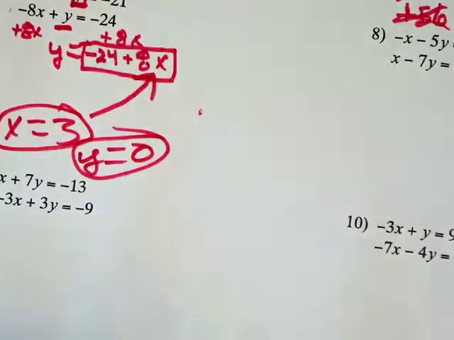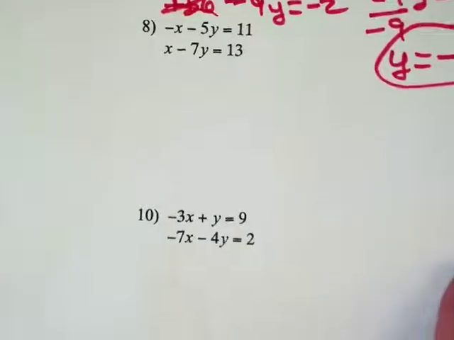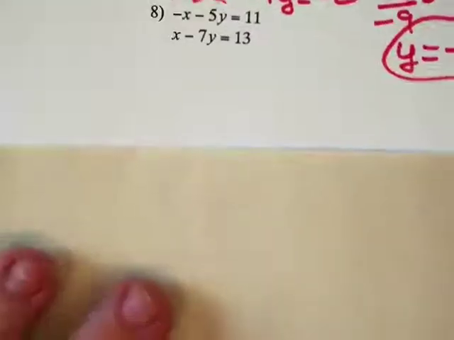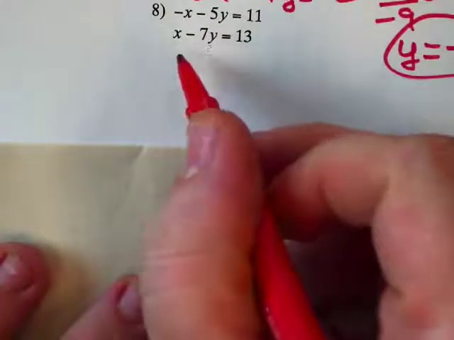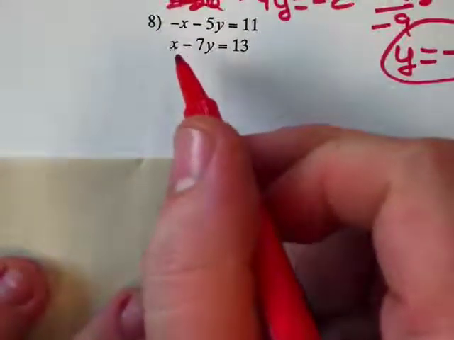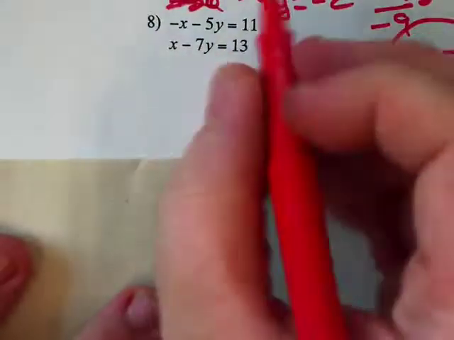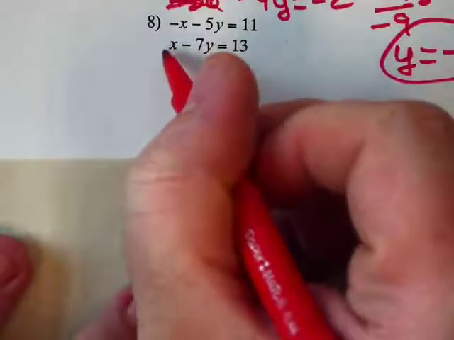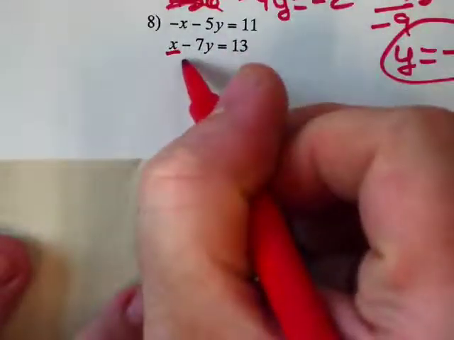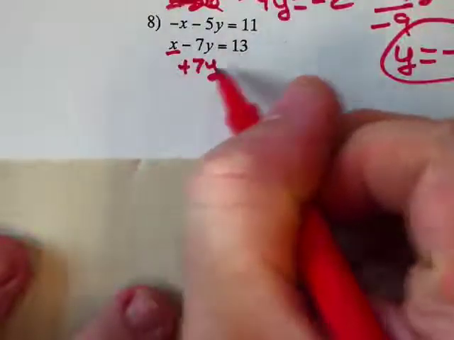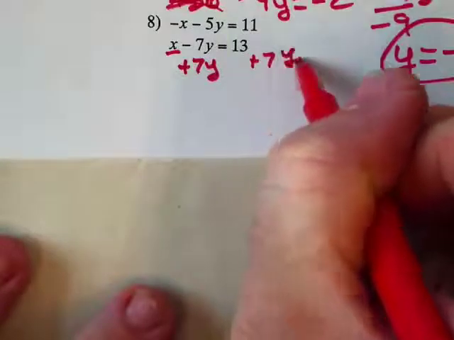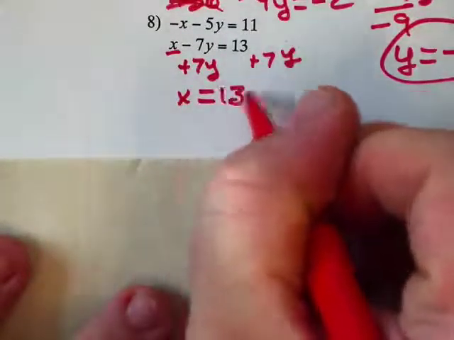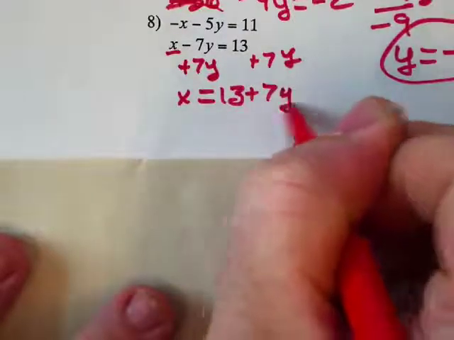Okay, let's move over to number 8. It's similar, and again, I'm just going to use some scratch paper. Nothing solved for x or y right now. So I need to have one of them solved for x or y. It's easier to just solve for x right here because there's only one x. So I'm going to add 7y to both sides. And I'm left with x equals 13 plus 7 times y.